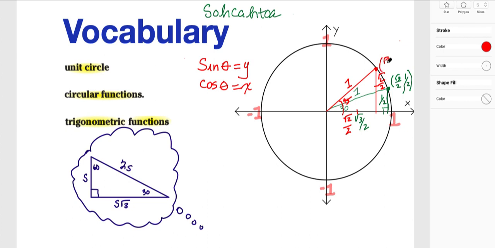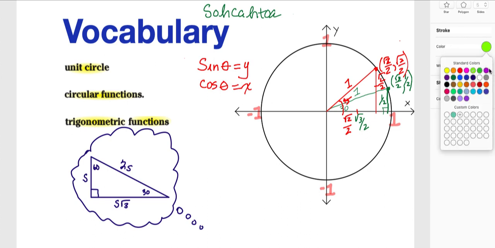So the x and y value would be square root of 2 over 2 and square root of 2 over 2, right? So that says that the sine of 45 degrees is root 2 over 2. The cosine of 45 degrees is root 2 over 2 as well. And then we can move on.